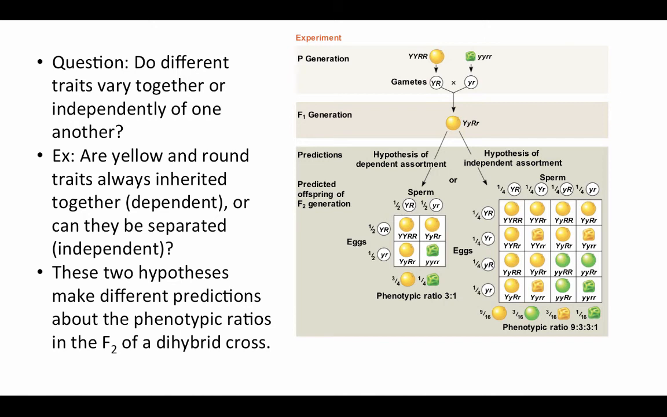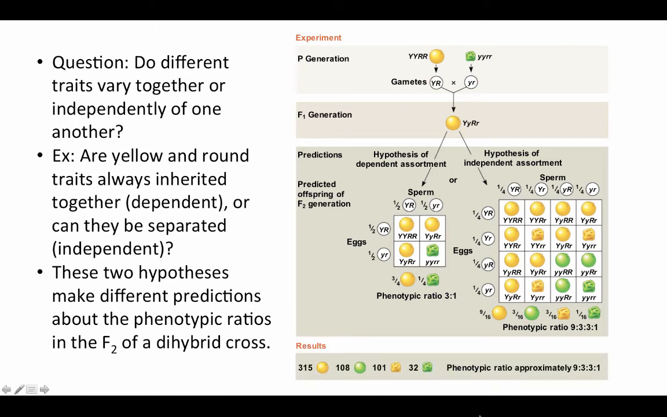So let's take a look at what actually happened. It turned out that we did get combinations of the dominant and recessive phenotypes. So we did get green round and yellow wrinkled, and we got them in roughly the phenotypic ratio of 9 to 3 to 3 to 1. So this shows that those 2 traits are inherited independently from each other and can combine in any possible combination.